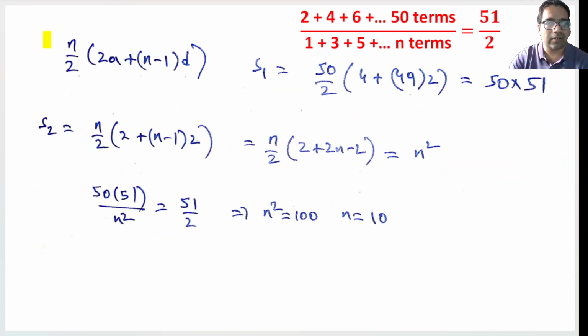What is the sum? n by 2 into 2a plus (n minus 1) into d, right? For the numerator, n is 50, which is already given. 50 by 2 into 2a, where 2a is 2 times 2, plus (n minus 1), that is 50 minus 1, 49, into d. d is 2: 4 minus 2, 6 minus 4, the difference is 2. So what will this become? This is 98 plus 4, 102 by 2, which is 51. So 50 times 51. This is the numerator.